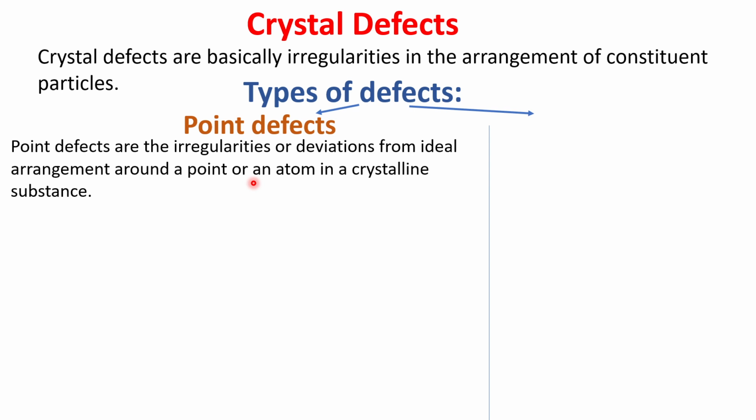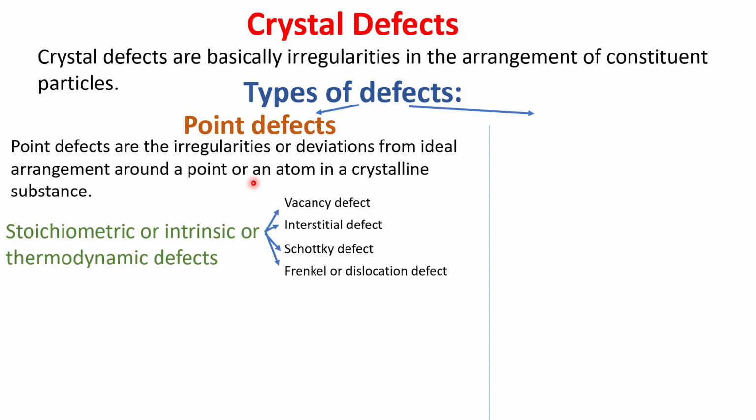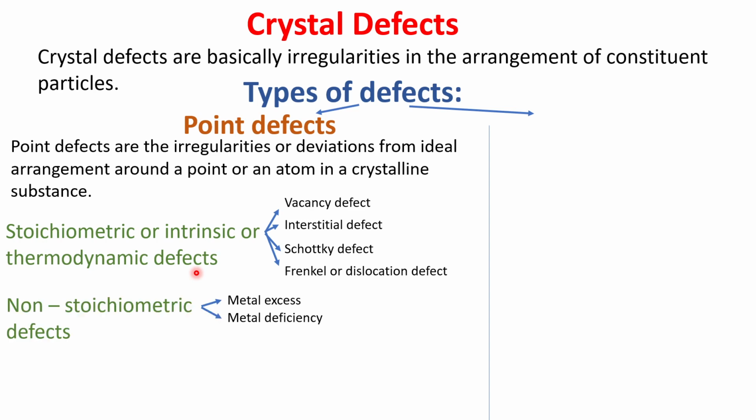Basically, these are the irregularities around a point or an atom in the crystalline substance. So it could be stoichiometric, intrinsic, or thermodynamic defects. At a particular atom or point, there will be some defect. It includes varieties, which is stoichiometric defect. Stoichiometric defect is further of four types: vacancy defect, interstitial defect, Schottky defect, or Frenkel or dislocation defect. We'll discuss this in detail.